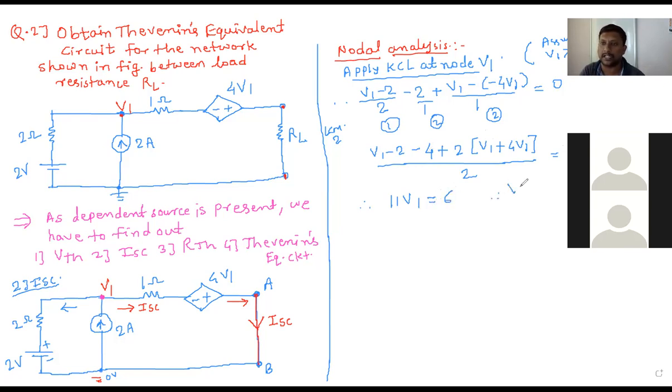Now here, if you calculate, V1 is 6 divided by 11, which means 0.545 volt. This is my answer for V1, but still we have not calculated ISC. So how to calculate ISC? Use Ohm's law: V1 minus of minus 4V1 divided by 1, because you have taken it here. This will give the ISC value.